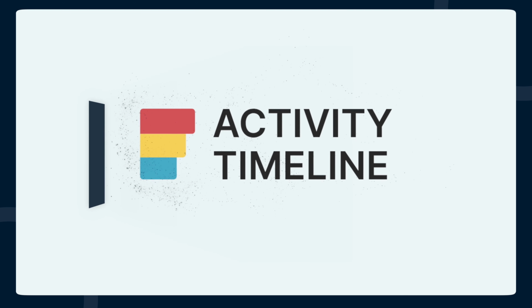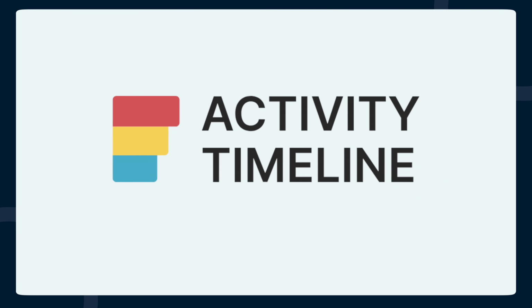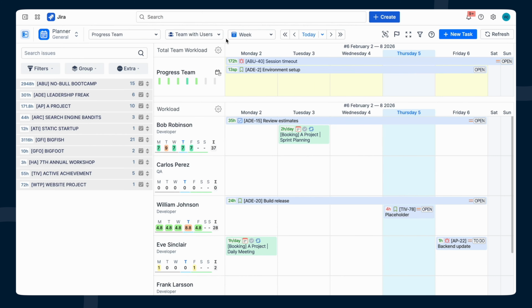Managing multiple projects at once is a major challenge. You're constantly switching between scattered Jira boards, trying to piece together a single picture of your team's workload. Activity Timeline provides a powerful solution.